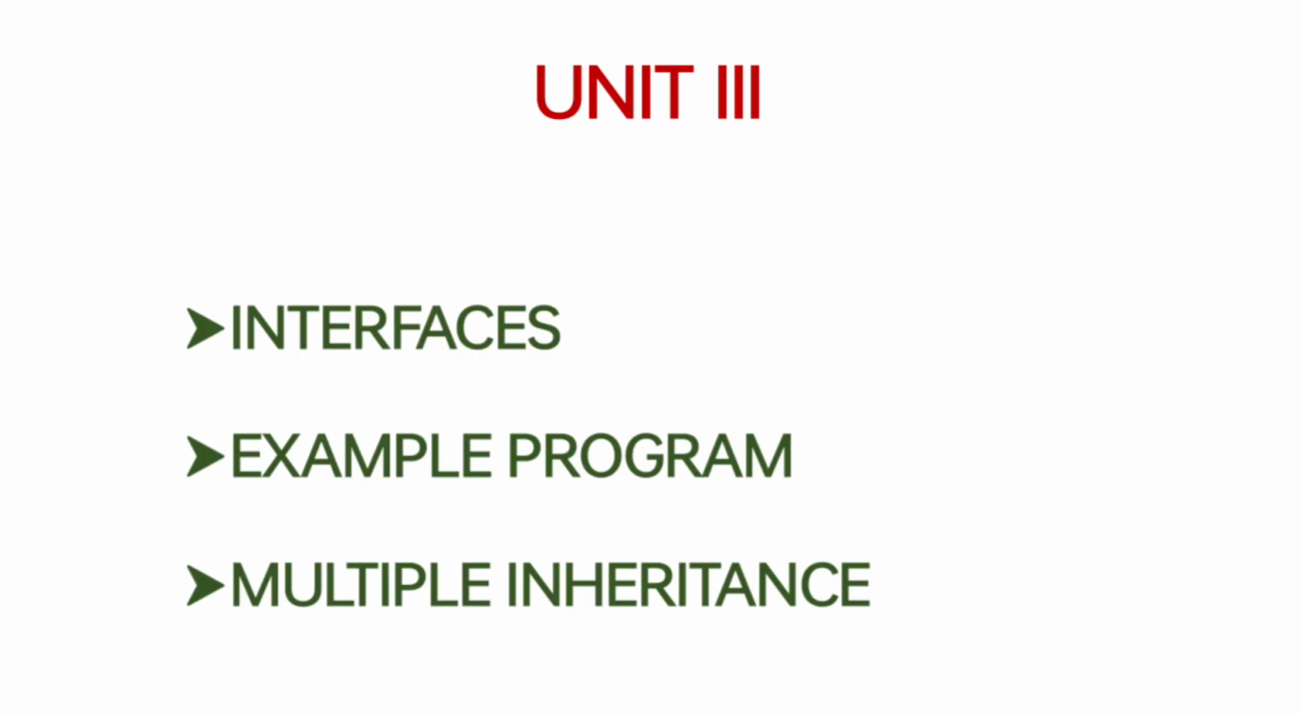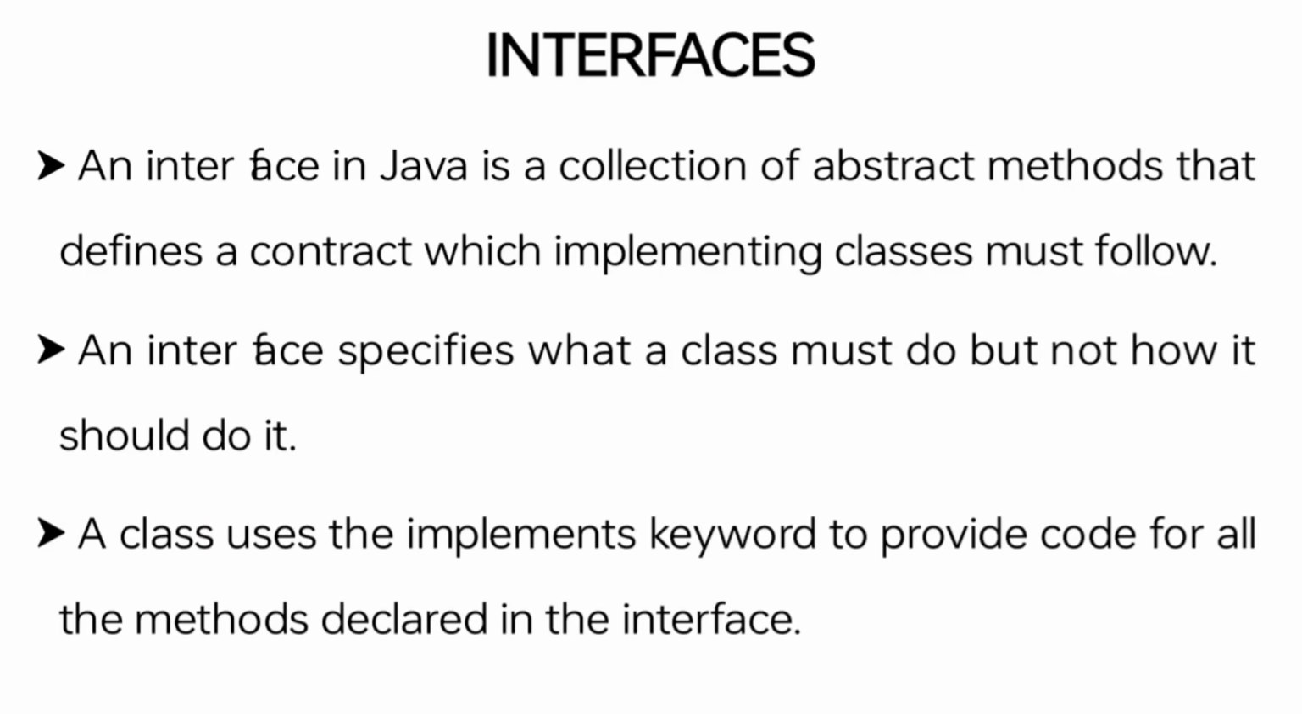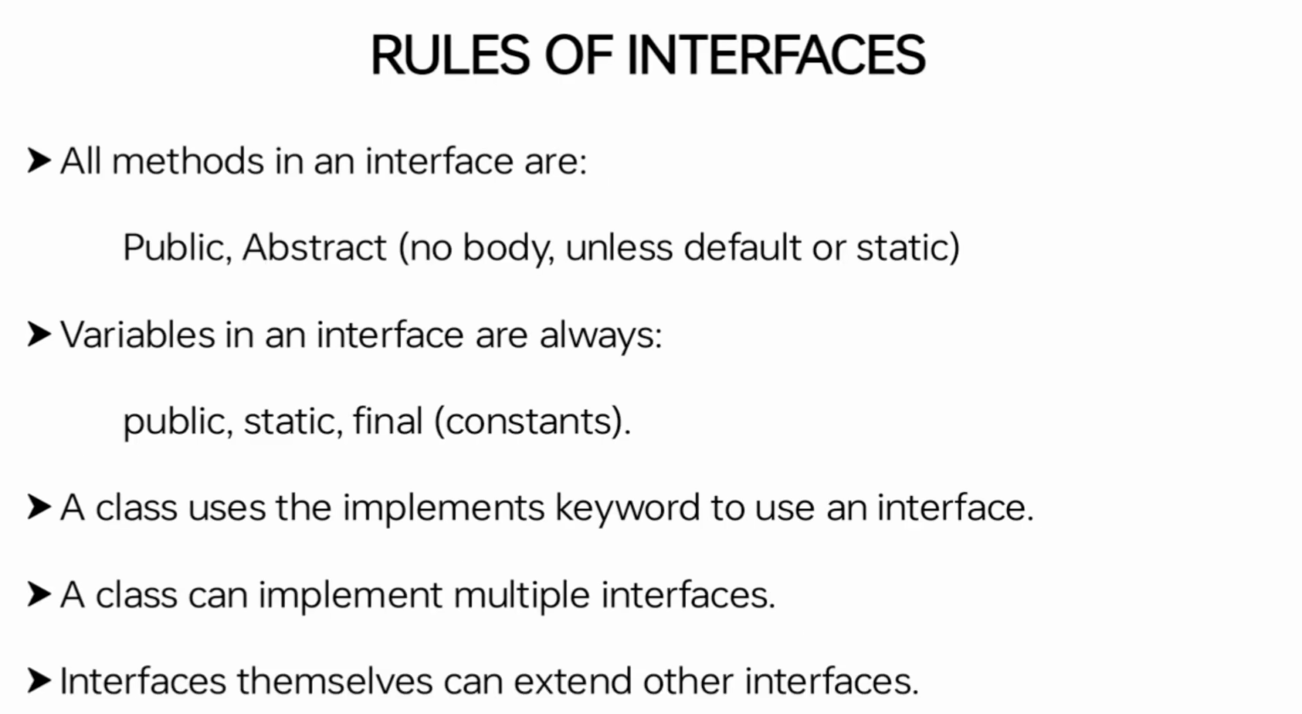Here we will discuss interfaces and example programs for interfaces, and how multiple inheritance is implemented using interfaces. What is an interface? An interface is a collection of abstract methods that defines a contract which implementing classes must follow. An interface just specifies what a class must do. A class uses the implements keyword to provide code for all methods declared in the interface.